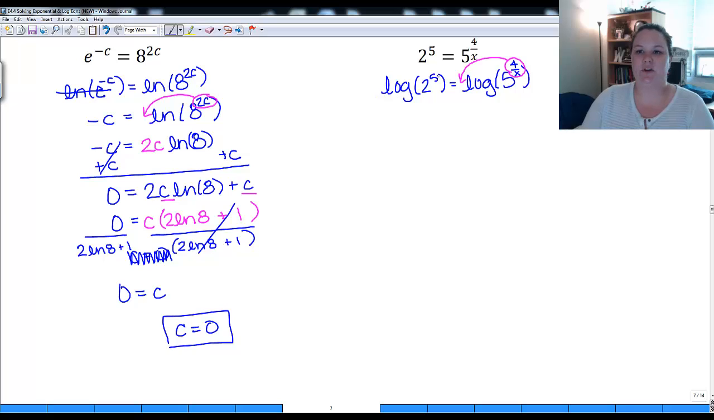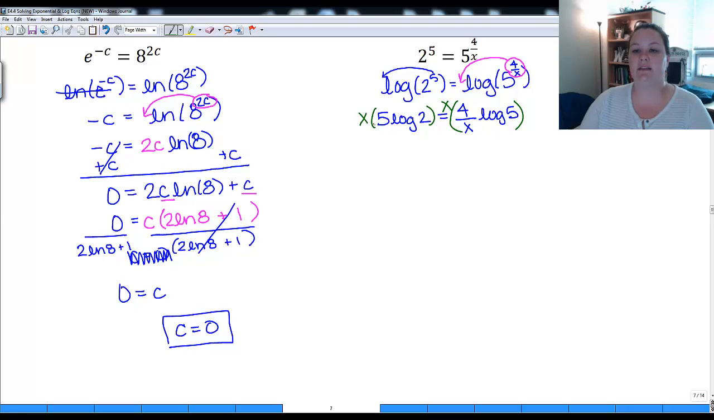I'm going to go ahead and just bring this 5 down as well, because then I just don't have to deal with any exponents. So I have 5 times log 2 is equal to 4 over x times log 5. Now, this x obviously came down from being in the exponent, so that's good, but notice it's still stuck in the denominator, which still doesn't help me solve for it. So I'm going to go ahead and multiply both sides by x.